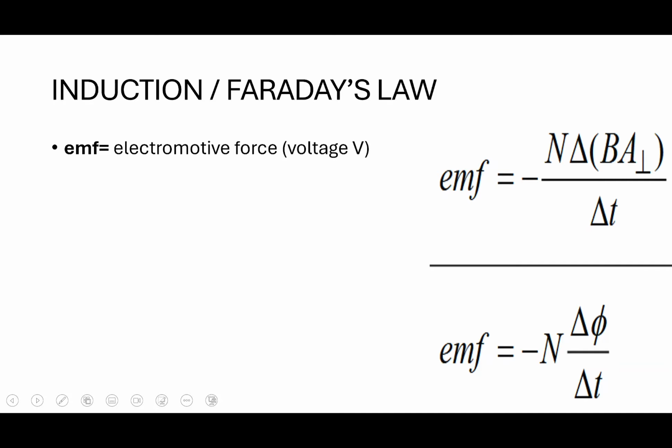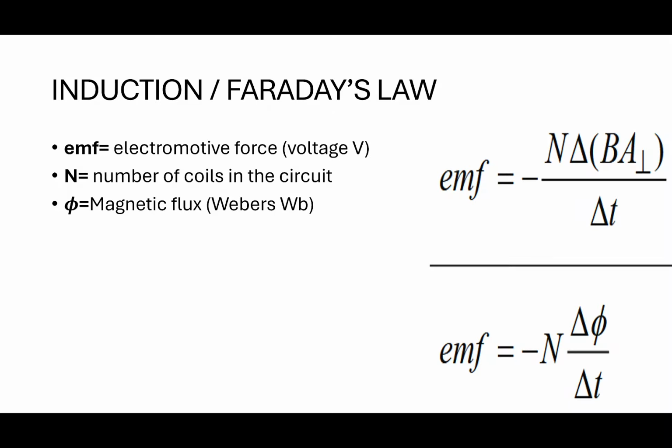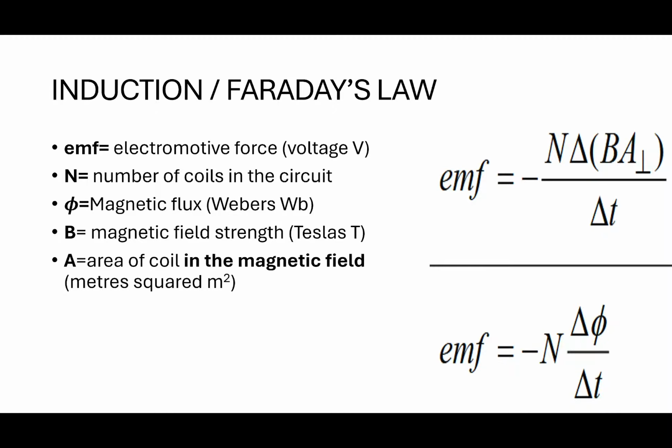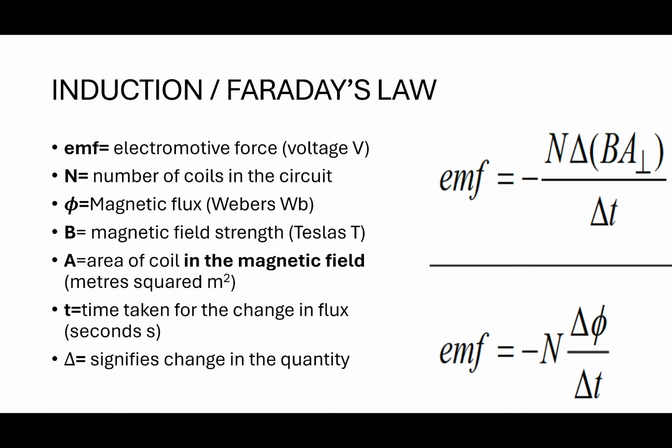So what is it? EMF is electromotive force. It's in voltage. It's in volts. N is the number of coils in the circuit, and you'll notice this is big N, not little n. Phi is magnetic flux. The B, A, those are from the magnetic flux, so they have the same meaning as in the magnetic flux formula. t is the time taken for the change in flux in seconds. And the little triangle stands for delta, and it stands for the change in quantity.